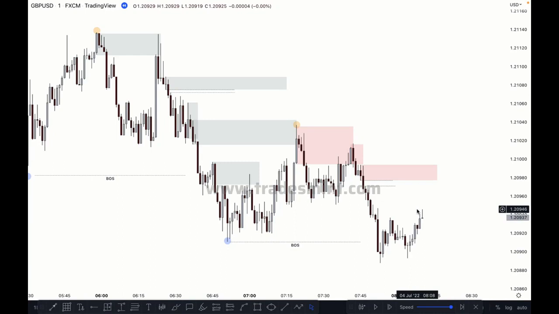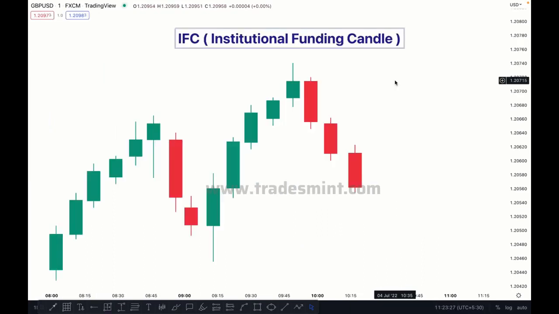You will get a lot of ideas to see in the ebook, as I mentioned, with diagrams and everything. Now let's move on to the next point, which is called IFC. What is IFC? IFC means institutional funding candle. Which candle took the previous candle's low or high? It's called IFC.